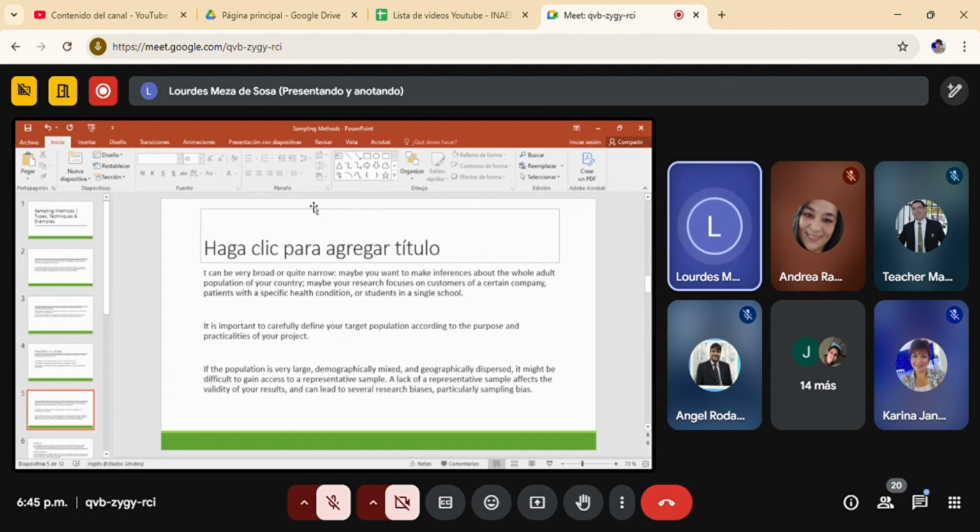Maybe your research focuses on customers of a certain company, right? Or patients with a specific health condition, or students in a single school, just one school, right? So in that case, it could be narrow, right? But in the other case, if I choose, for example, customers of Coca-Cola company, oh my God, yes, I will have plenty of respondents, right?